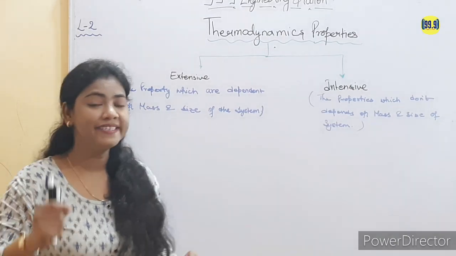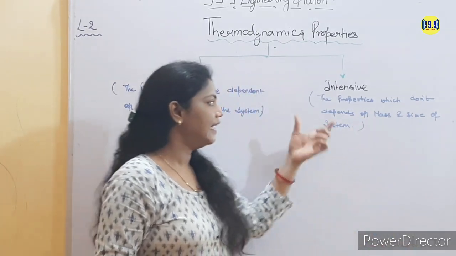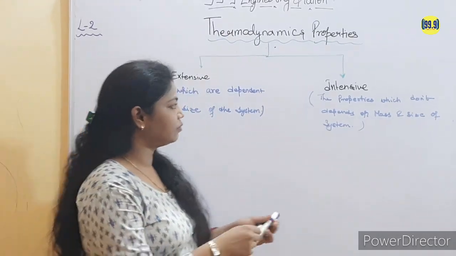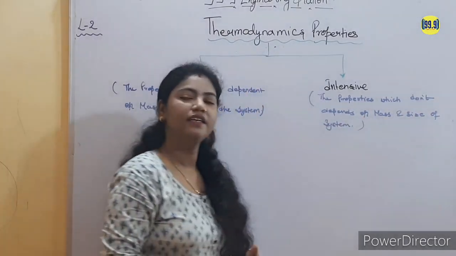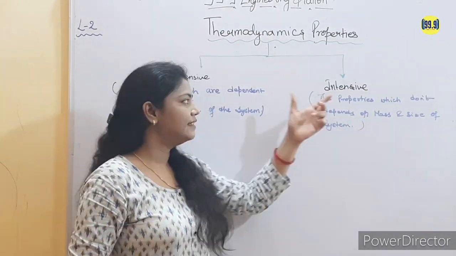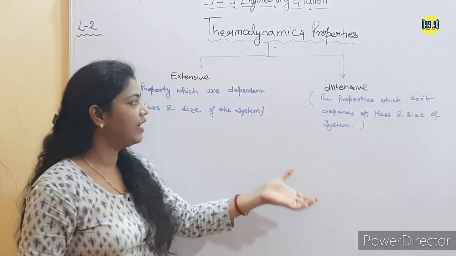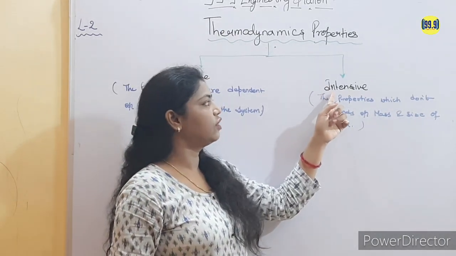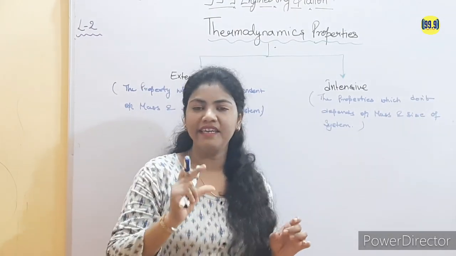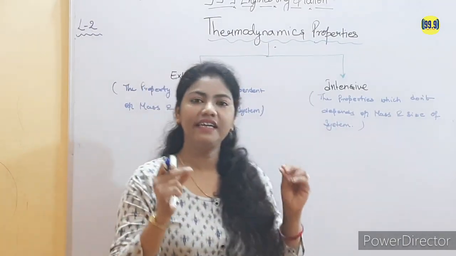Which depends upon the mass and the size of the system. Whereas the intensive property is independent of the mass and size of the system. Sorry, it does not depend upon the size of the system. While we talk about the intensive property, this type of property is independent from the mass and the size of the system. You can remember this with the I term: in intensive property, I stands for intensive, and it is independent. The I of independent, both I's come together, it means it is an intensive property.